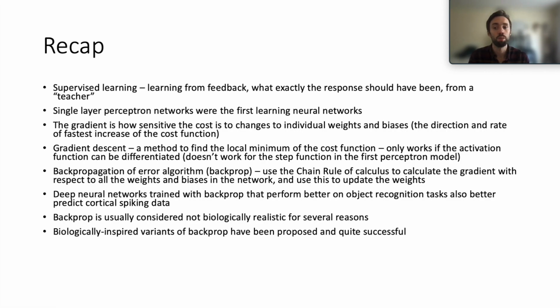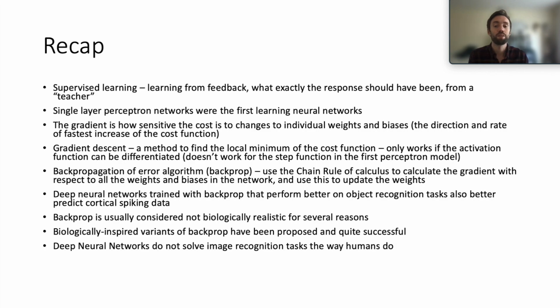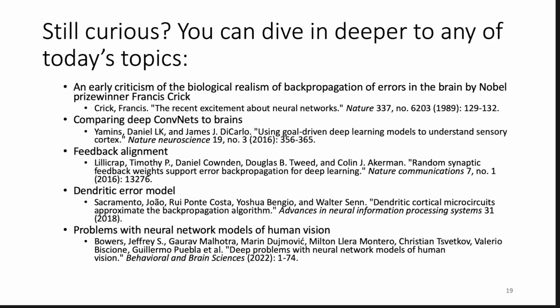We also learned a couple of biologically inspired variants of backprop that have been quite successful at performing object recognition tasks to a high degree of accuracy. However, we saw that deep neural networks, even very successful ones, often do not seem to solve these image recognition tasks in the same way that humans do. I hope you enjoyed this dive into supervised learning and deep networks and comparison with the brain. There are some really nice references, some of which are really very readable here if you want to learn more.